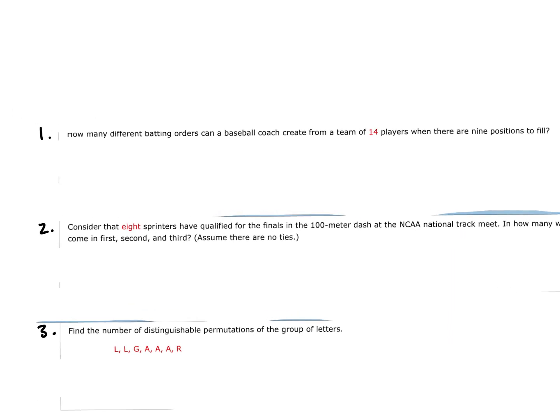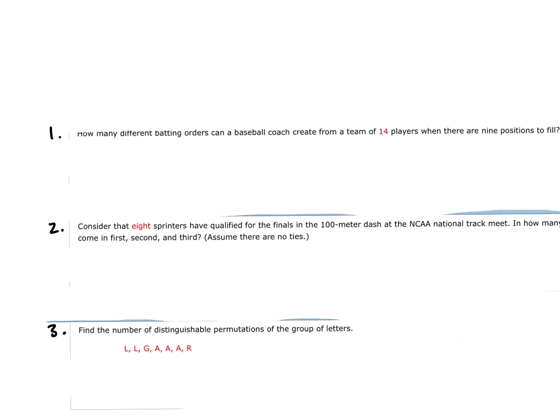So if there's 9 spaces, 1, 2, 3, 4, 5, 6, 7, 8, 9. There's 14 people to choose from. So how many people could be the leadoff, could be the first batter? 14. Then how many are left to be the second batter? 13. Then what? 12, 11, 10, 9, 8, 7, 6. And then you multiply them together.